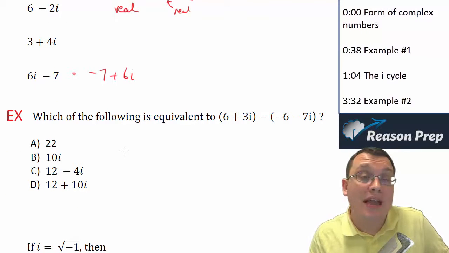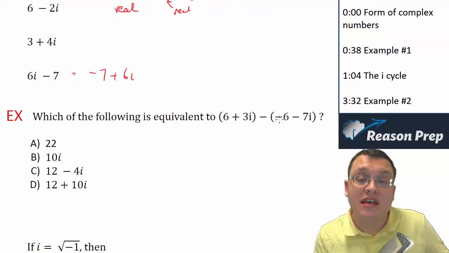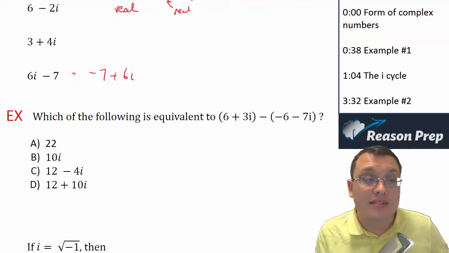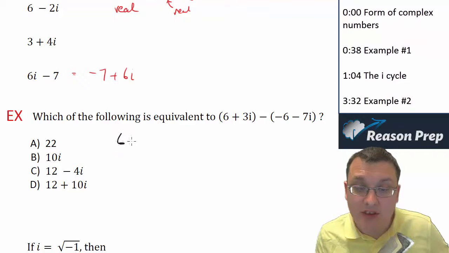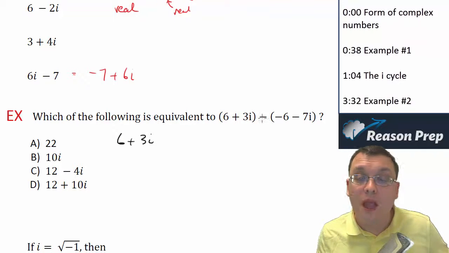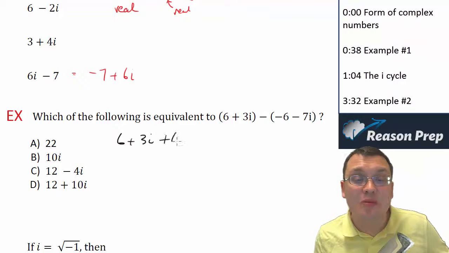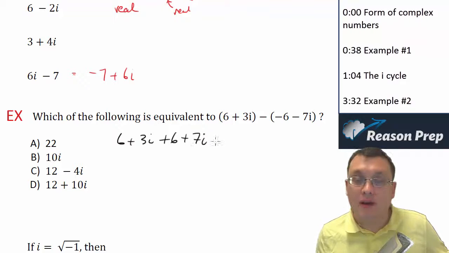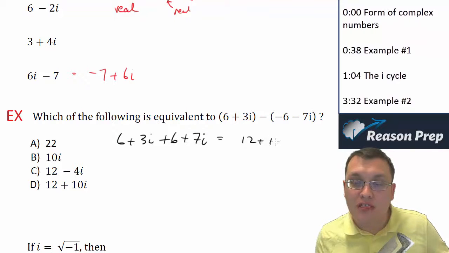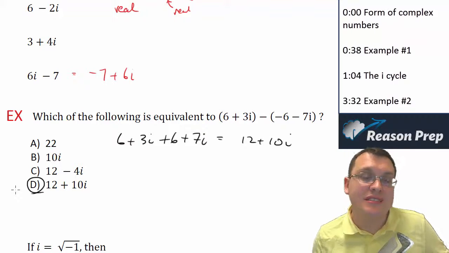Now, this is very much like adding or subtracting polynomials in the sense that you've got to make sure you're combining like terms, and you've got to make sure you deal with this negative correctly, because this is actually going to end up being 6 plus 3i minus -6, so plus 6, minus -7i, plus 7i. So this becomes 12 plus 10i, which is choice D.